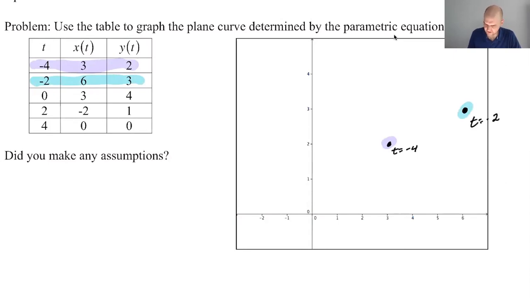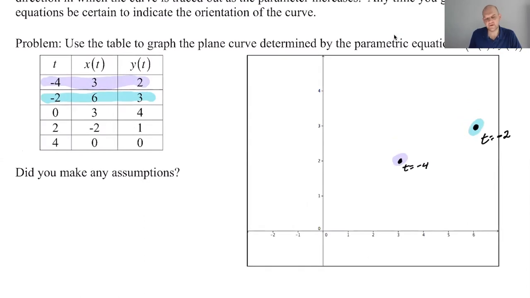You don't really need to put the time on every single point. Sometimes it's convenient though. And also we're just starting out, so maybe we should be annotating as much as possible. When t is 0, you're at 3, 4. So that's going to be up here.